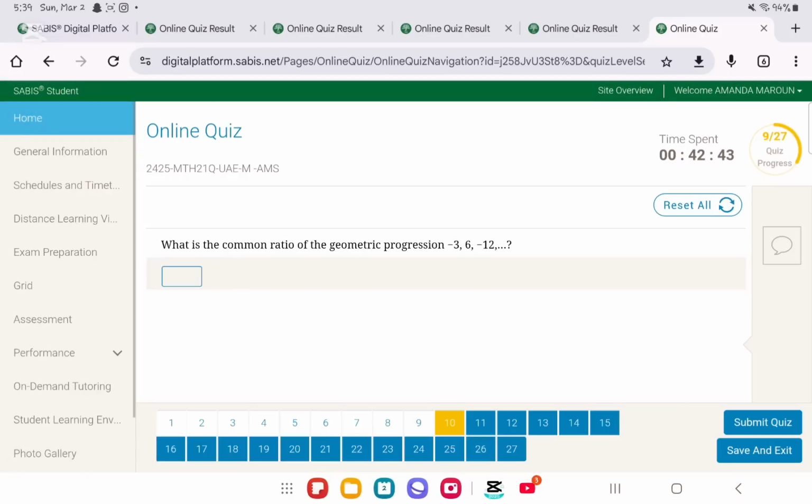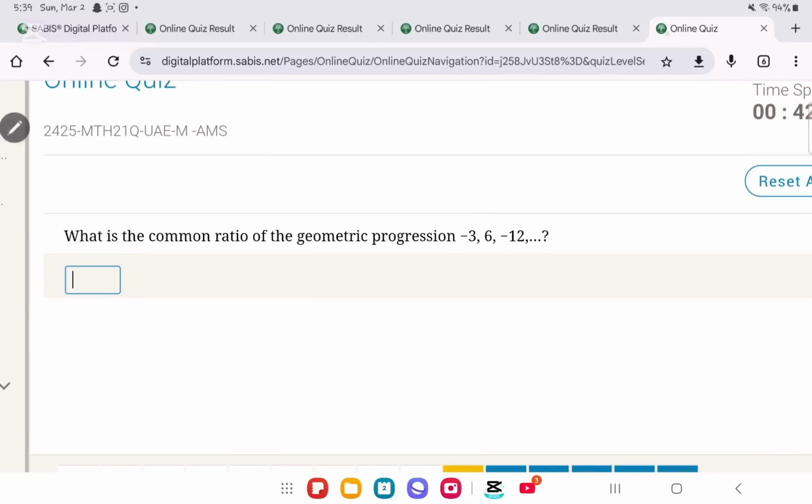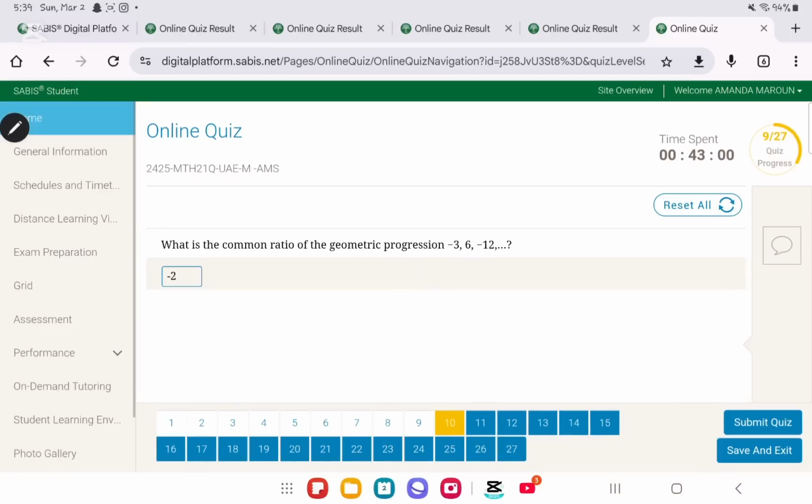We move on to question number 10. The common ratio of the geometric progression or geometric sequence. How do we find the common ratio? Because it's geometric, we are gonna divide them. So 6 over minus 3, you are gonna get it to be minus 2.